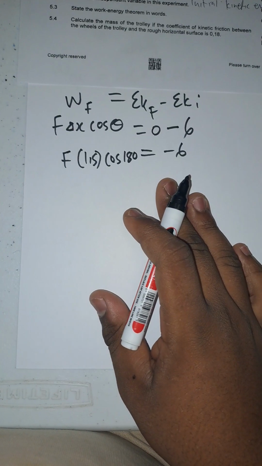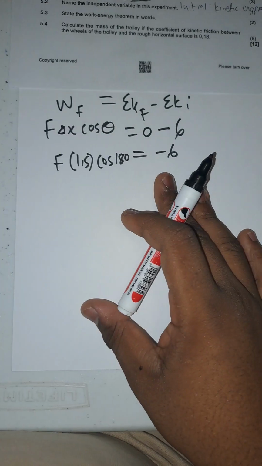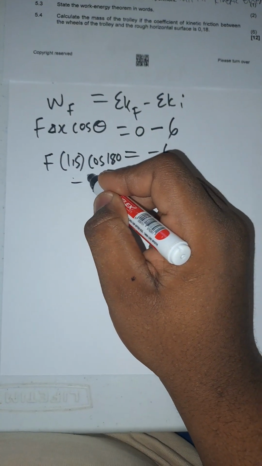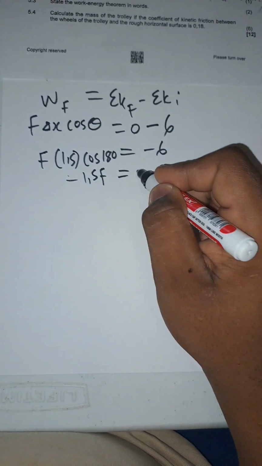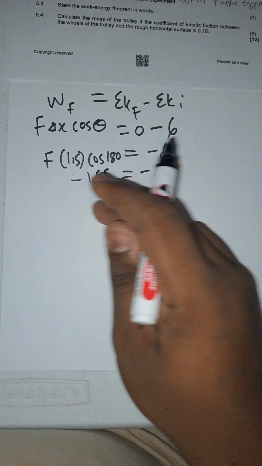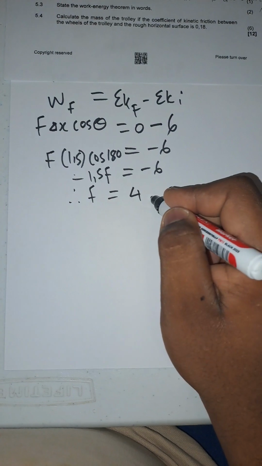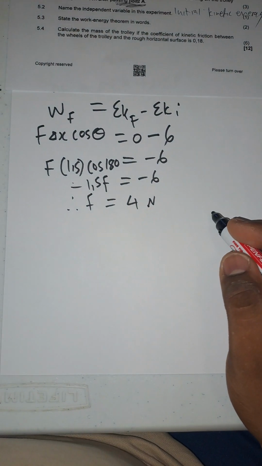Can you see what I'm talking about? Because each and every time you're dealing with frictional force, theta is always 180. So here we simply have negative 1,5 F equals negative 6. Then when you divide both sides by 1,5, it simply means that the frictional force is equal to 4 newtons. Can you see what I'm talking about?